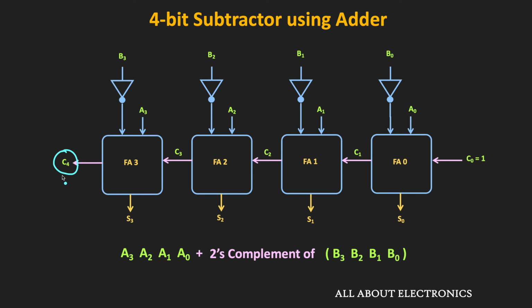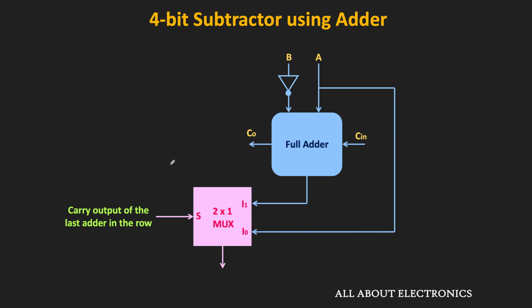So now in this circuit, we also need to add another circuit which can restore the original number if the value of the subtraction is negative. And for that, we can use the multiplexer. So as you can see, for the restoration, with each full adder, one 2x1 multiplexer is used. So here, this I0 is connected to the A input, while this I1 is connected to the A minus B input. And this selection input is connected to the carry output of the last full adder in that particular row.